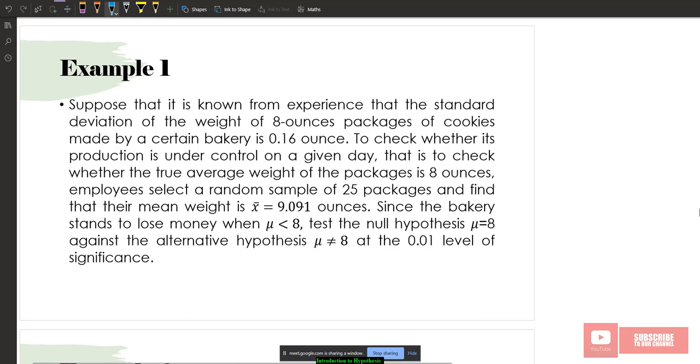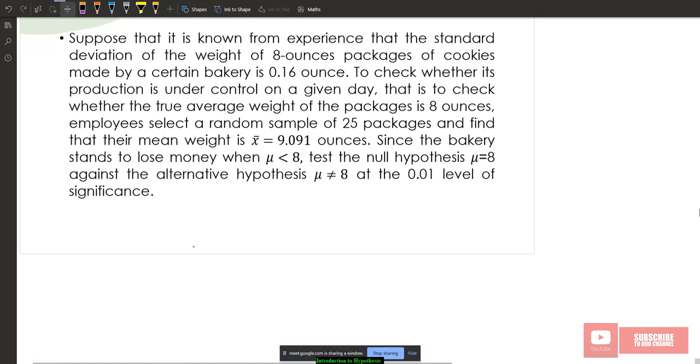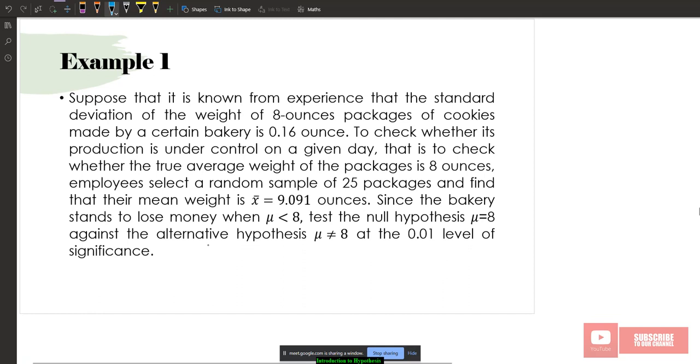Now we look at example number 1. We try to construct the hypothesis testing or statistical test. Remember we have 5 steps in conducting statistical tests. First step is the hypothesis statement. Second step is the test statistic. Third step is the critical value, decision, and conclusion.